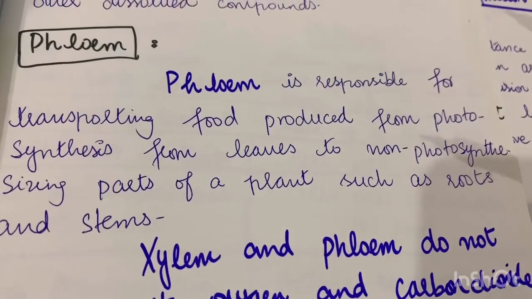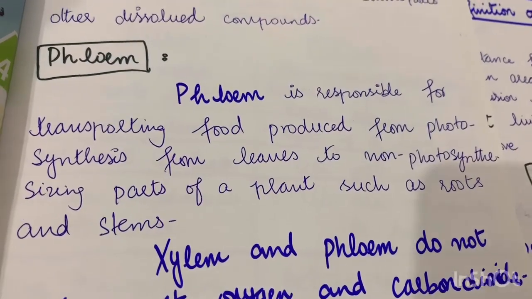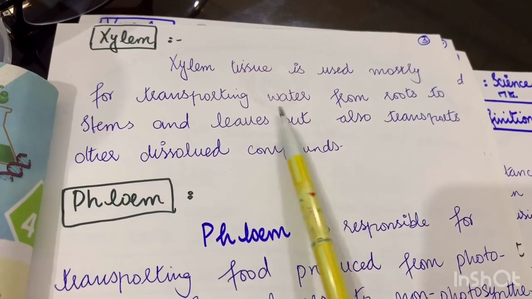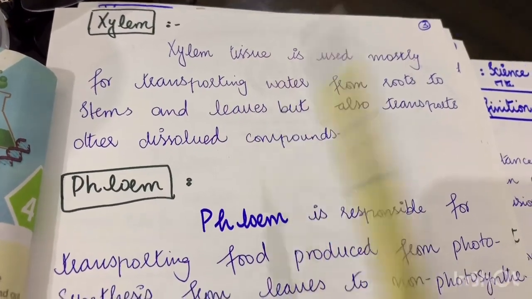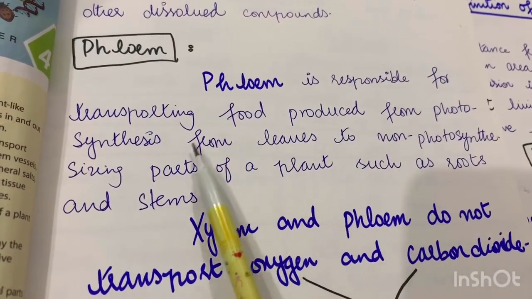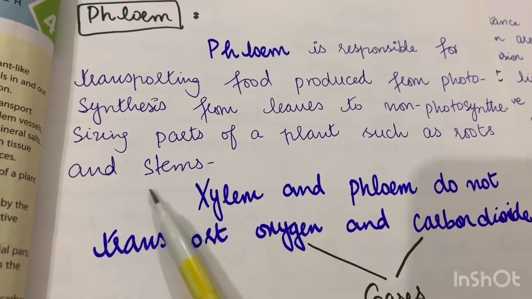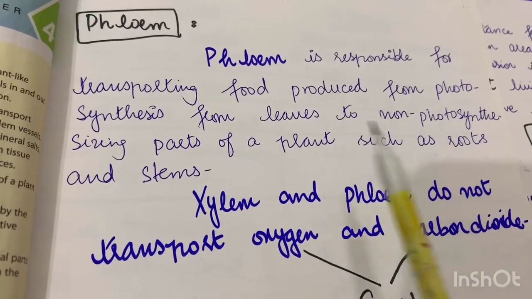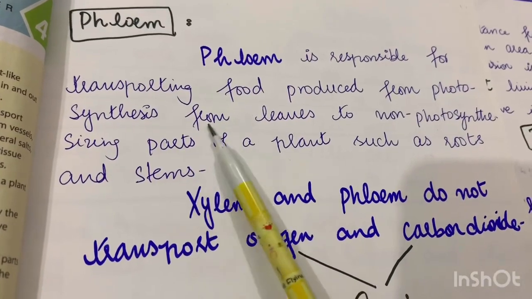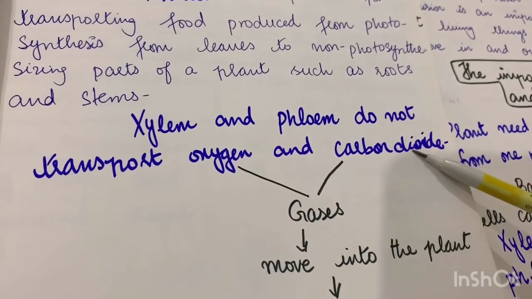Phloem, on the other hand, is responsible for transporting food products from photosynthesis. So basically, xylem transports water from the roots to stems and leaves. The main function of the xylem is to transport water, while the phloem's function is to transport the food produced from photosynthesis from leaves to non-photosynthesizing parts of a plant such as roots and stems. The non-photosynthesizing parts are roots and stems, and the photosynthetic parts are leaves. So xylem and phloem do not transport oxygen and carbon dioxide.